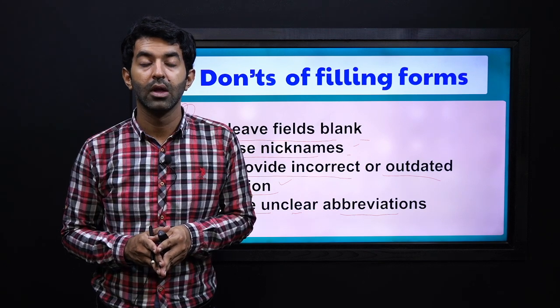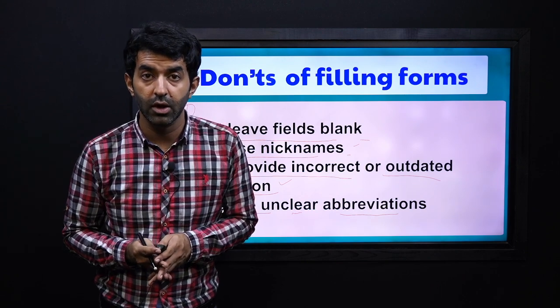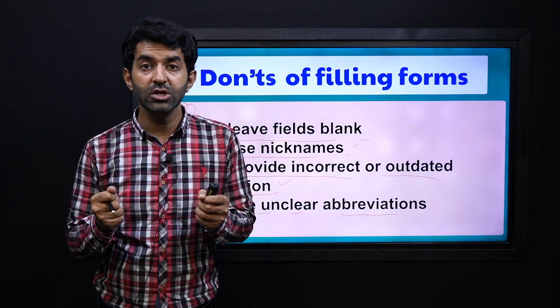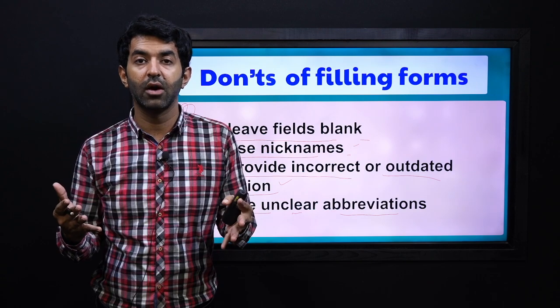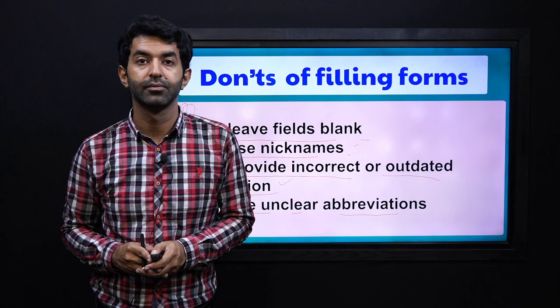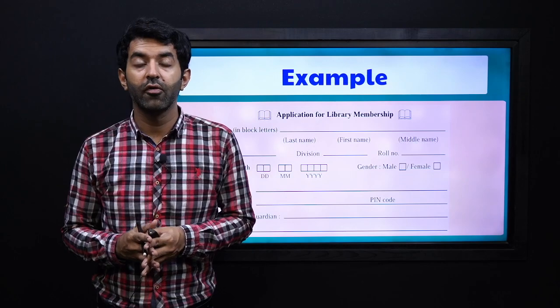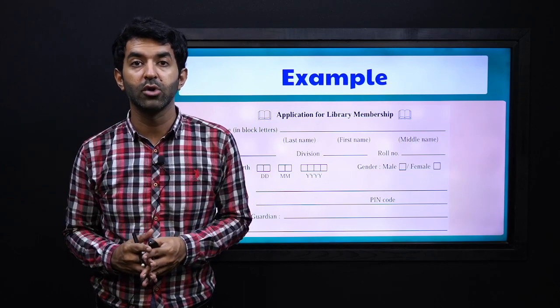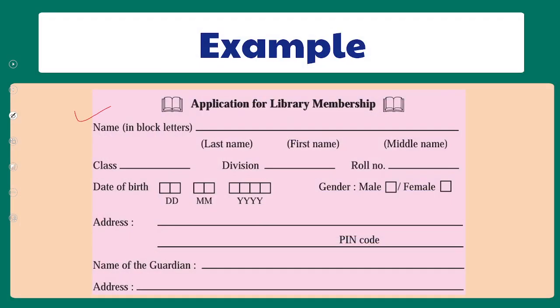Now, filling out forms, students, is very important and you have to be very conscious, and if you have any confusion, you can ask somebody, ask your teacher about it, and then you can fill out your form. All right. Here is an example of a form for applying for library membership. You can see, first, you have to write your name in block letters. In capital letters, you can write your name.